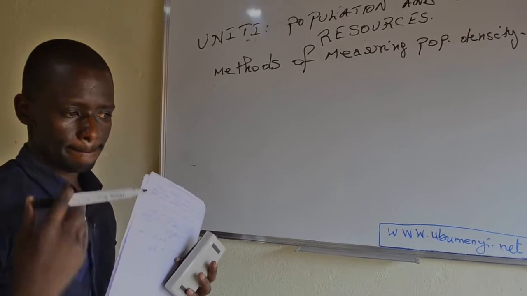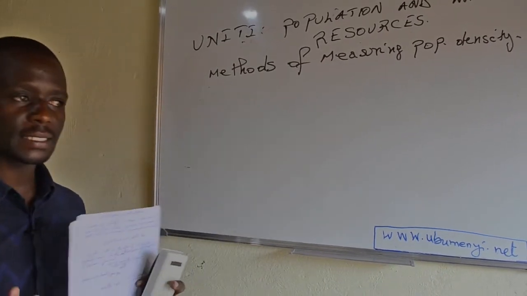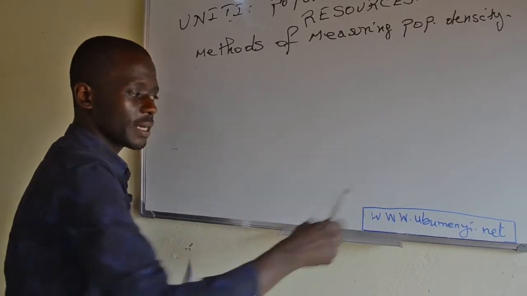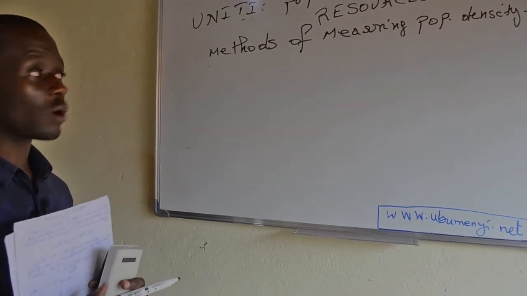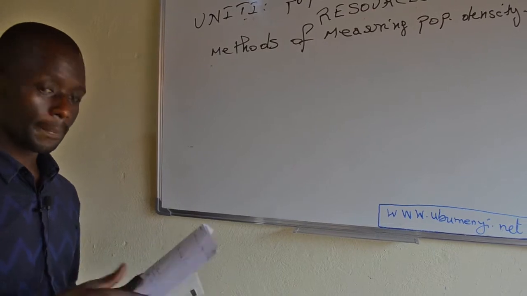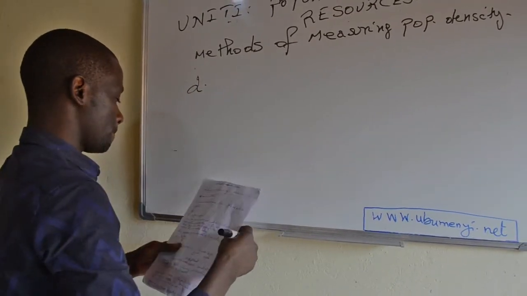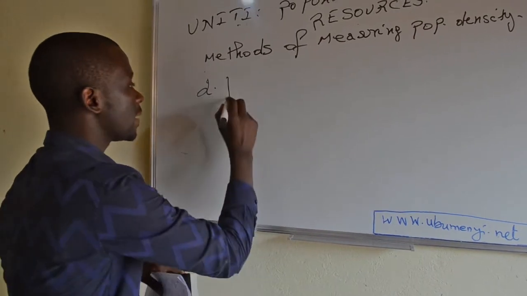For more neat pictures, you have to visit this website so that you will see a lot of pictures of these quadrats, okay? The second method is what we call a line transect.